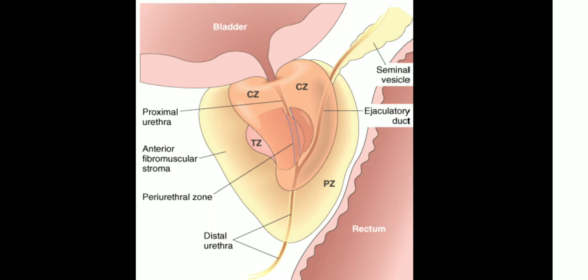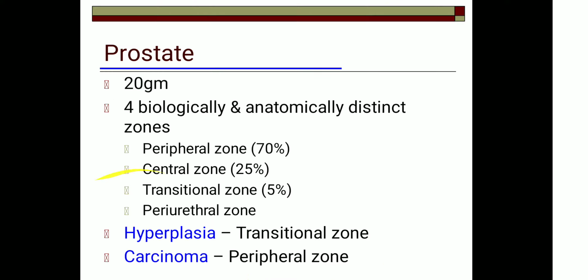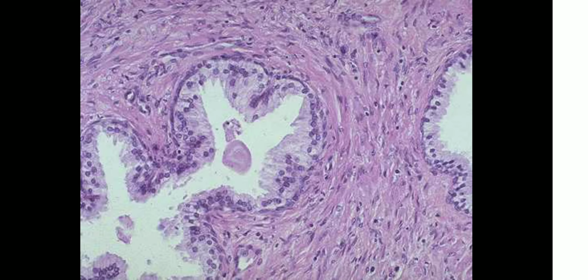Okay, and why these zones are important anatomically is that different types of lesions or pathologies affect different zones. For example, hyperplasia of the prostate is usually seen in the transitional zone, whereas carcinoma of the prostate is more commonly seen in the peripheral zone. So that's the importance of these zones. Hyperplasia and carcinoma, both of these you have to learn. The only major pathologies you have to learn in prostate are hyperplasia and carcinoma. Nothing more than that.